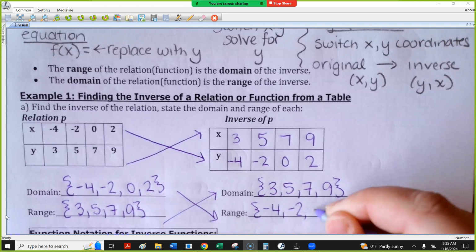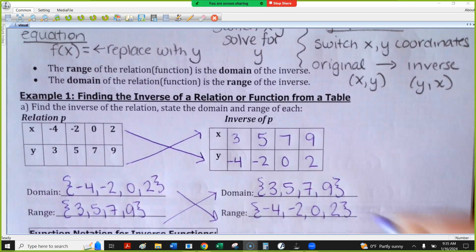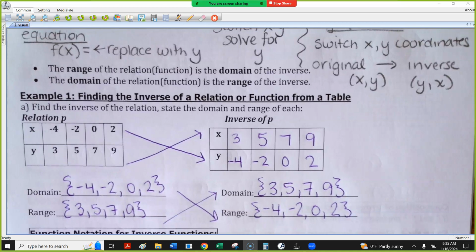And all these are different, so I gotta list all of them.